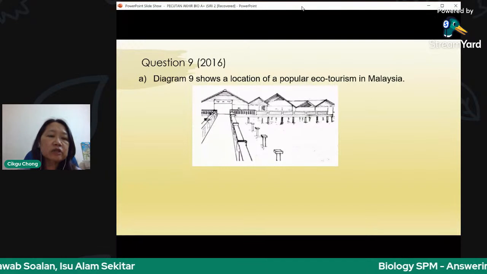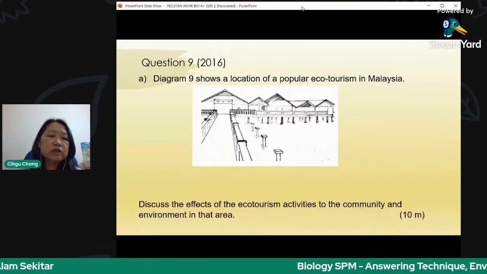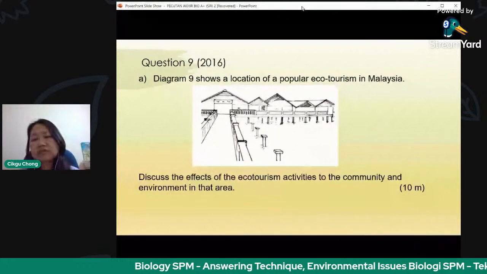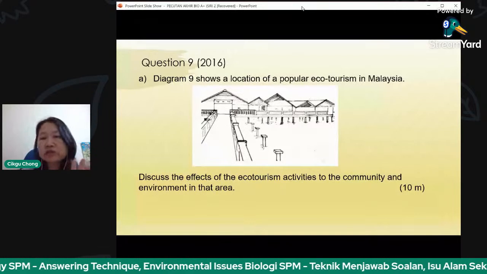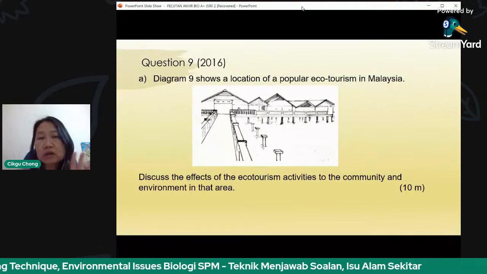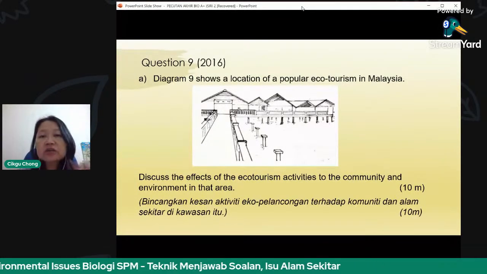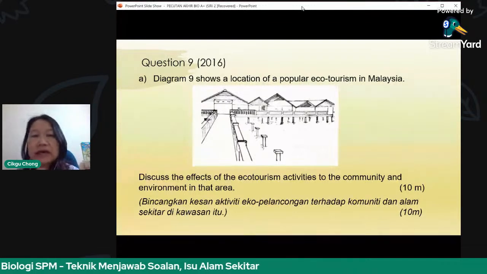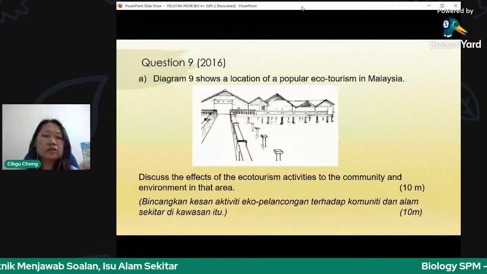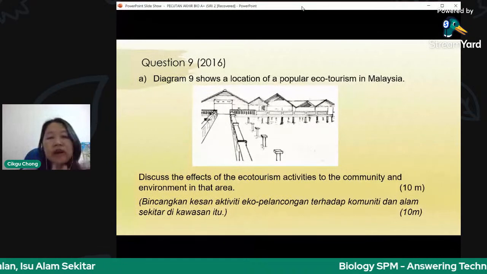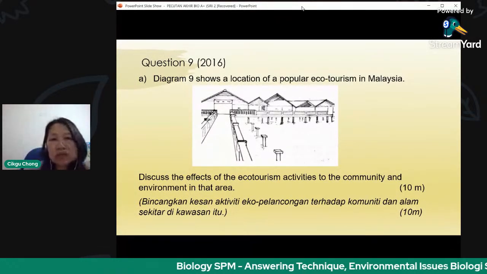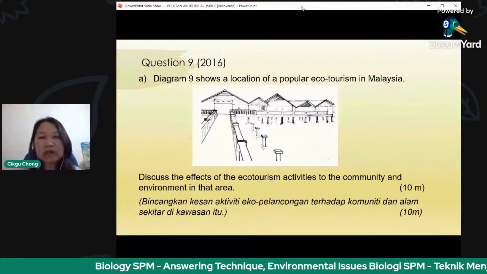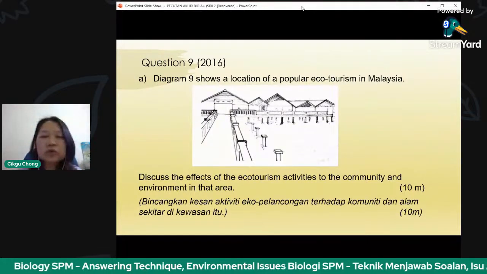Question: discuss the effects of the ecotourism activities to the community. Community means human, people, and the environment. So there are two things to tackle here. You need to talk about the effect to the community and also the environment. Not just to the people. Environment is wider. It's the animals, the water, the air, everything. The whole area. So you have to look at the keywords.